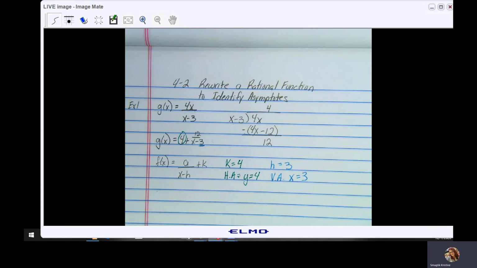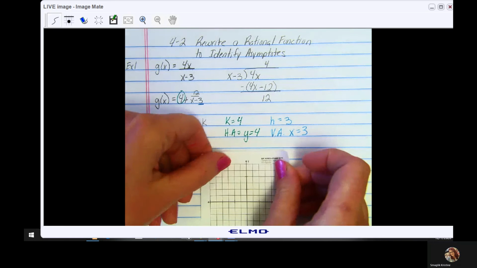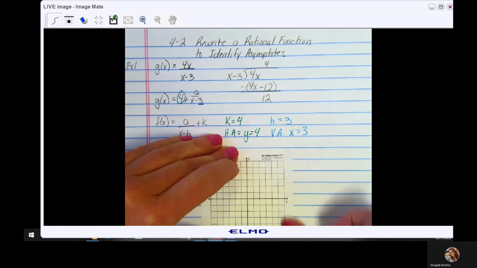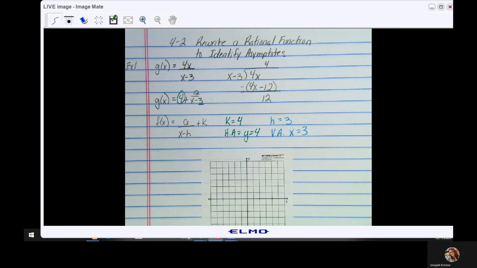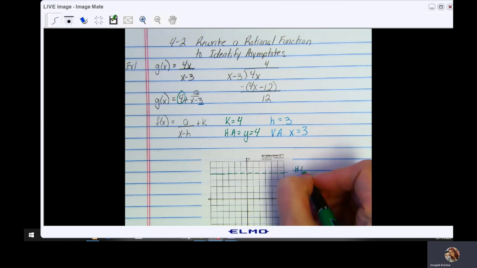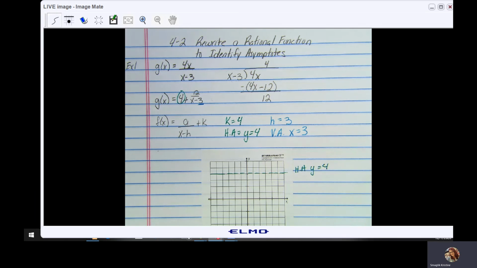So let's take a look at the graph. We'll just sketch this in real quick. So here I go. We have a horizontal asymptote at 4. 1, 2, 3, 4. Well, I should have dashed that. We'll dash it here. That's my horizontal asymptote. I have a vertical asymptote at x equals 3. 1, 2, 3.